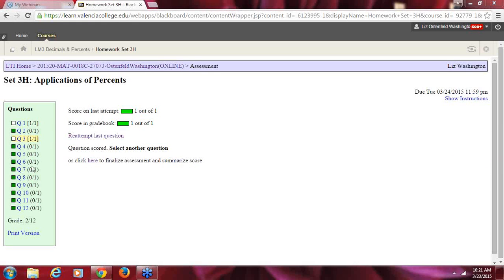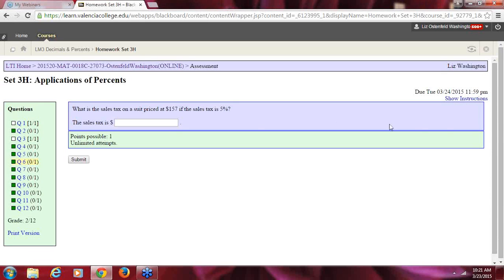Okay. Again, I'm just going to skip around a little bit. This one says, what is the sales tax on a suit priced at $157 if the sales tax is 5%? That means I have to take 5% of 157. Okay, so I'm going to get 7 times 5 is 35. 5 times 5 is 25, 26, 27, 28. 5 times 1 is 5, 6, 7.